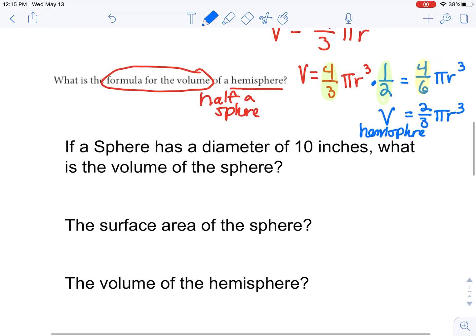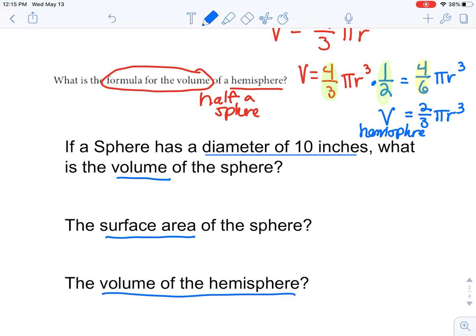Okay, so now that we've got a couple of formulas, let's look at a few application problems. We'll start with a very basic one. If a sphere has a diameter of 10 inches, what is the volume of the sphere? What is the surface area of the sphere? And what is the volume of the hemisphere?